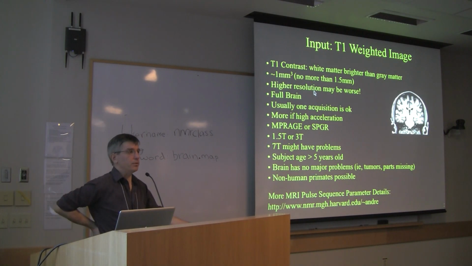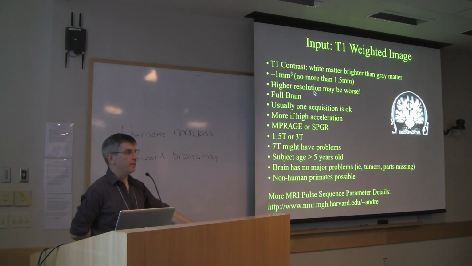So as Bruce mentioned, you start with the T1 weighted image. For those of you who don't know, T1 weighted means that white matter is brighter than gray matter, which is brighter than CSF. So it kind of looks like a brain, but that's only by chance of MR physics. There are constraints on the quality of the image that you need to collect.